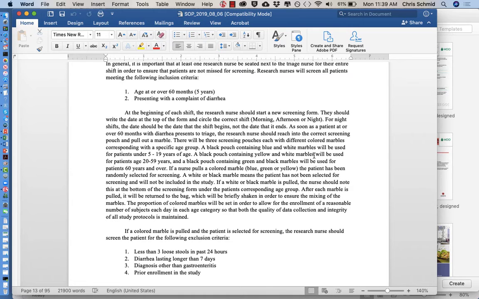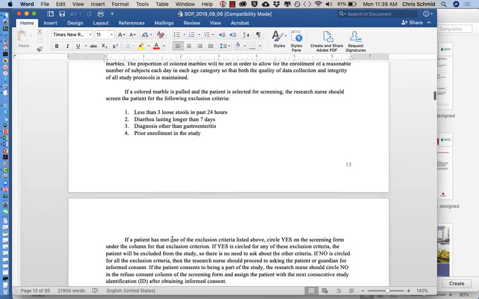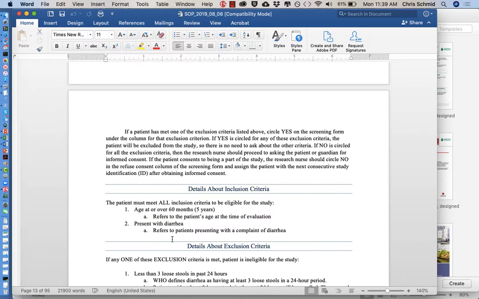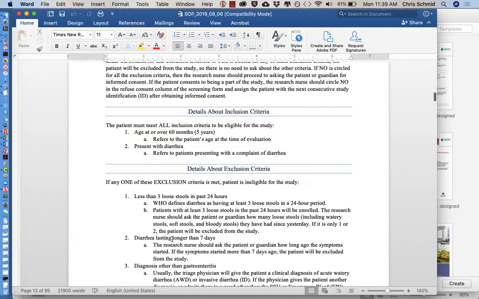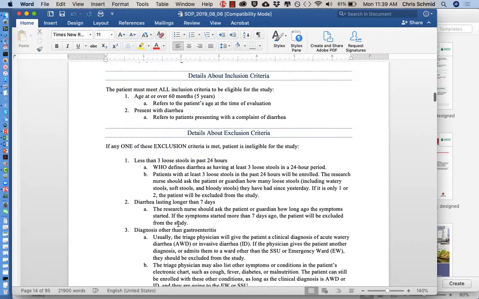again, this is posted up on Canvas if you want to read it. We're going to use marbles, and they'll be weighted in a certain way so you can tell how many you take. For example, it's turned out that it's hard to get elderly individuals into the study, so we're taking more of the elderly individuals than the younger people. And then these are the inclusion criteria. So they have to be at least 5 years old. They have to present with diarrhea. But if any one of these other things is met, then we exclude them.